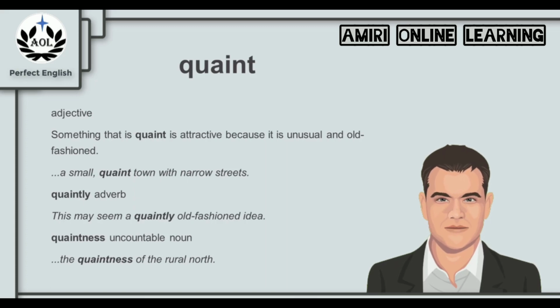For example, a small, quaint town with narrow streets. We can use quaintly as an adverb. For example, this may seem a quaintly old-fashioned idea. We can also use quaintness as an uncountable noun. For example, the quaintness of the rural north.